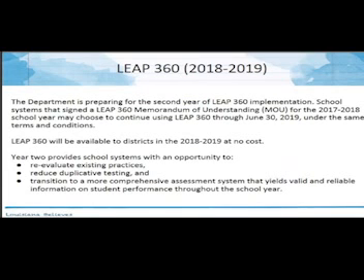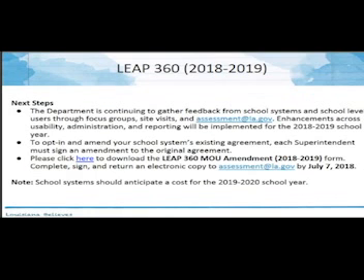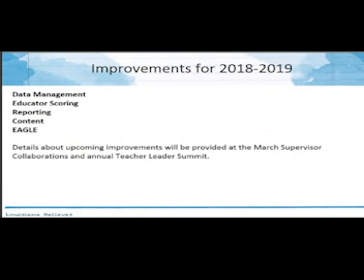Again, the MOU is due on July 7th for the 18-19 school year. For Leap 360, it is going to be the same conditions as it was this year, which is at no cost. That needs to be submitted to assessment@la.gov. If you have any questions, let us know.